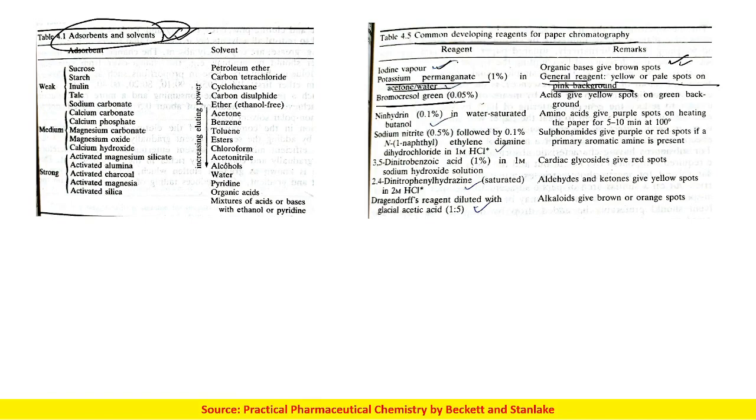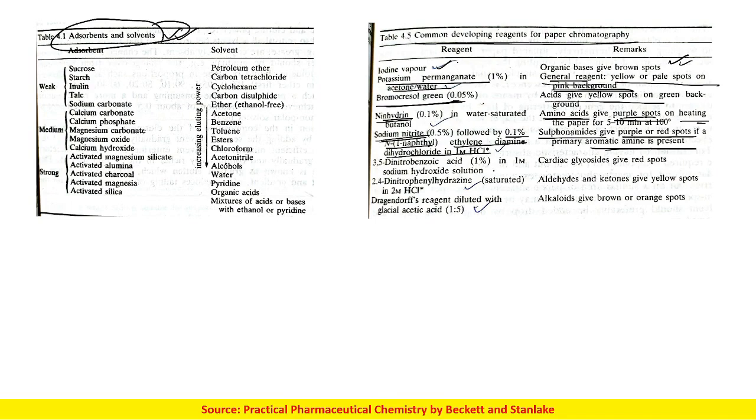Then we have bromocresol green. Acids give yellow spots on the green background. Then ninhydrin, it is used for the amino acids which give purple spots when you are heating the plate or the paper. Okay. Then we have sodium nitrite, followed by 0.1% N1-naphthyl ethylene diamine dihydrochloride in 1 molar HCl. So we use it for sulfonamides, which give purple or red spots if primary aromatic amines are present.